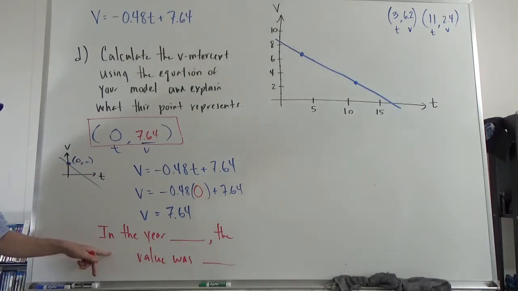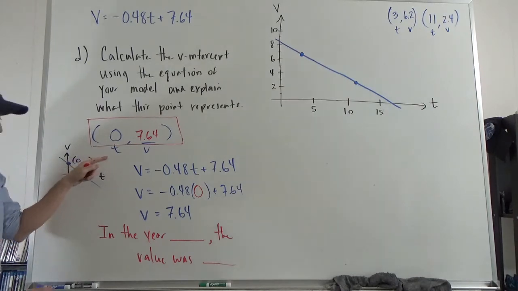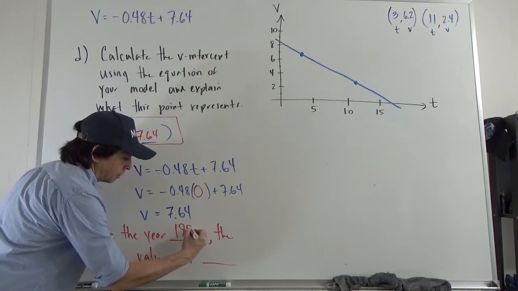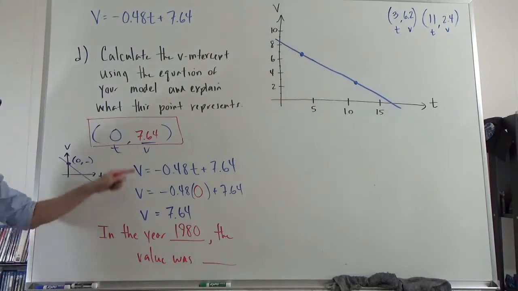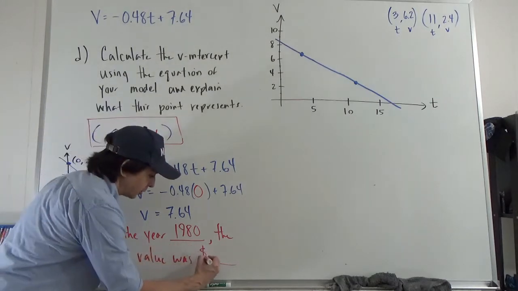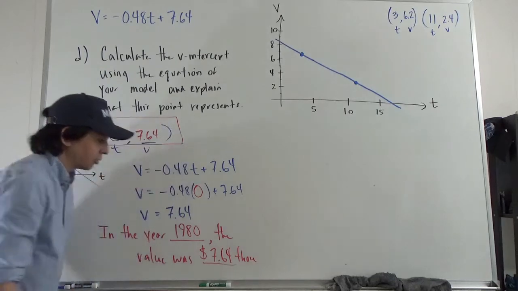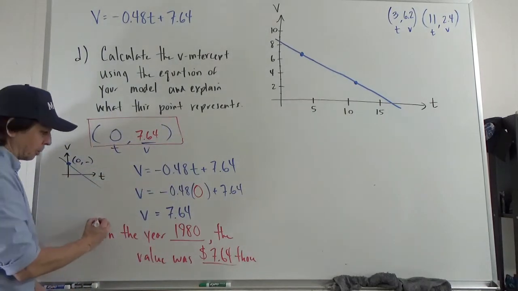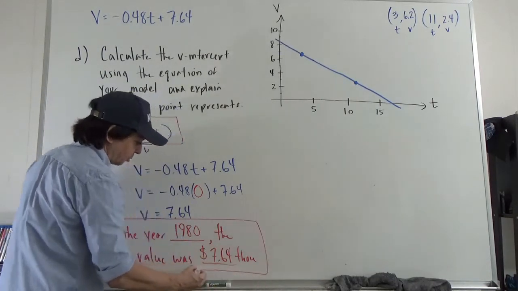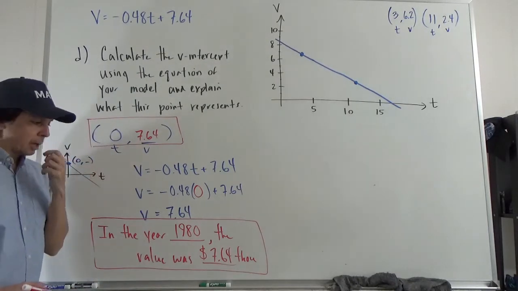All right, anyway, let's go back to what I just talked about. t is 0, that's the year 1980. The value is v, that's 7.64, but that represents thousands of dollars, so make sure you write it down, it's not $7.64. It's $7.64 thousand. And you can round that if you want, but they didn't really specify, so I'll just leave it as is. And that's your explanation. In the year 1980, the value is $7.64 thousand.